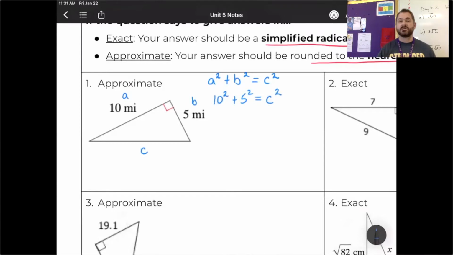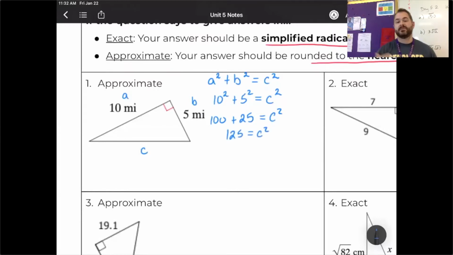And so now we can start to solve this equation. So here's a review of how to solve an equation in the Pythagorean theorem. The first part you do is square those numbers that you have. You do exponents first. 10 squared is 100. 5 squared is 25. That equals c squared. So as we go through this, now we add those together. 100 plus 25 is 125 equals c squared.